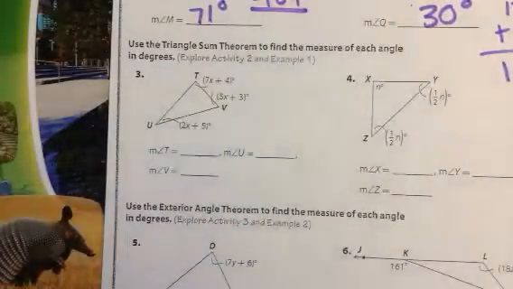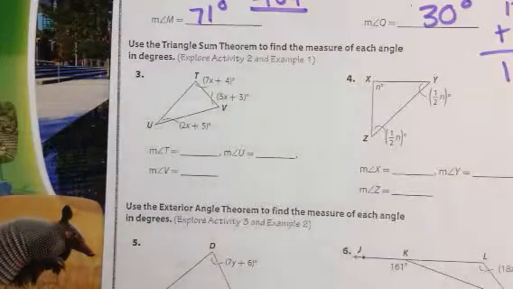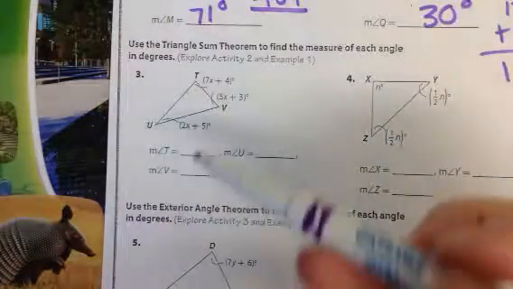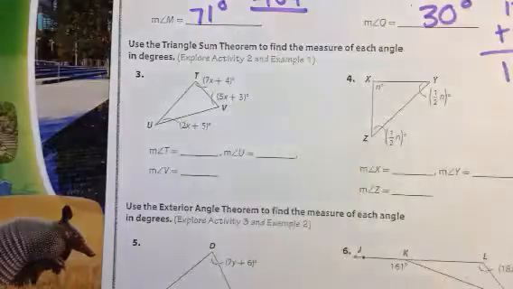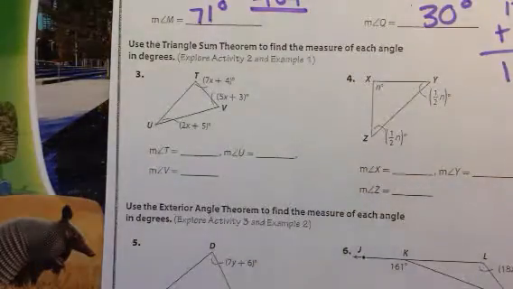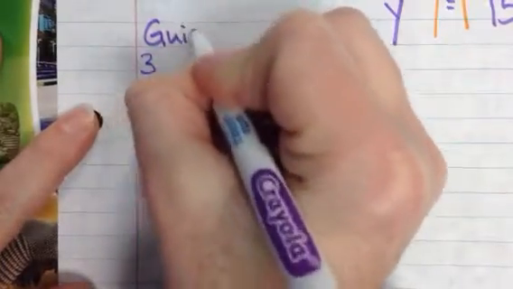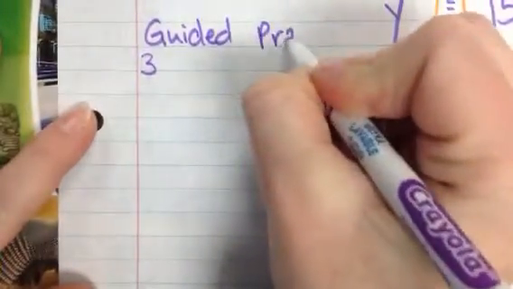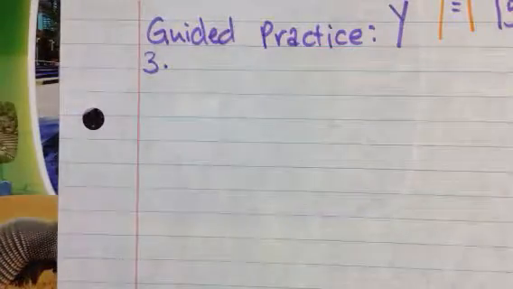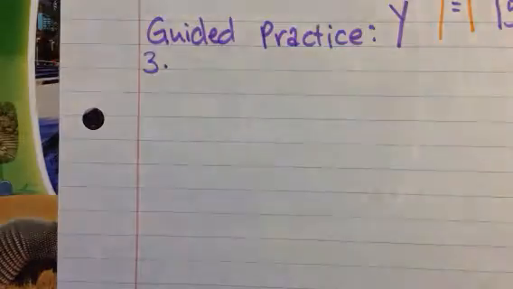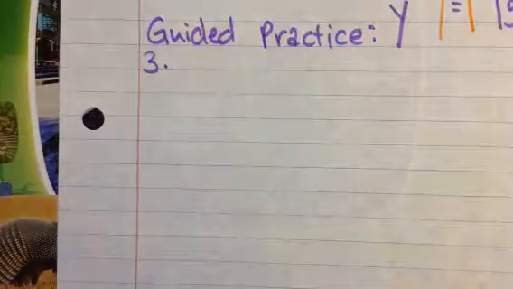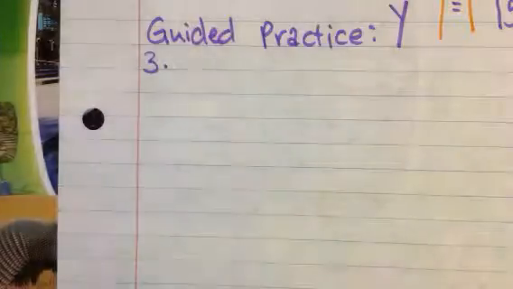Use the triangle sum theorem to find the measure of each angle in degrees. Okay, now it's giving me an expression in every angle. I am going to use the next page in my journal to show my work for number 3. Okay, so I'm going to be adding up the interior angles and setting them equal to 180 degrees.